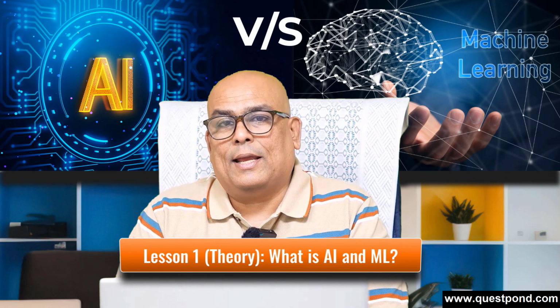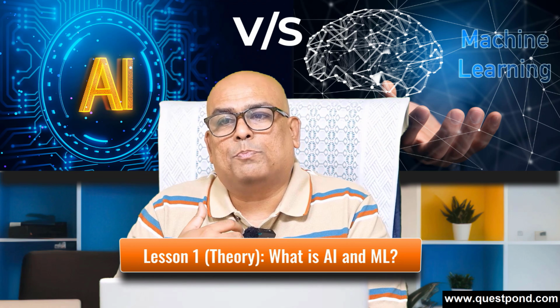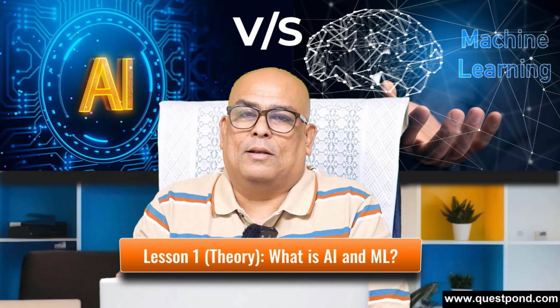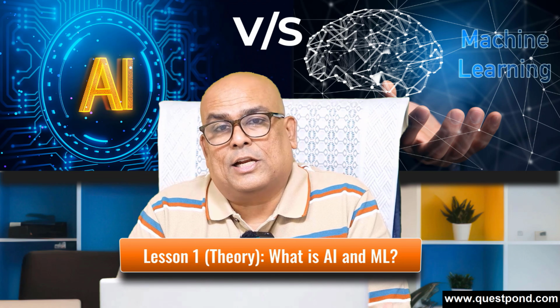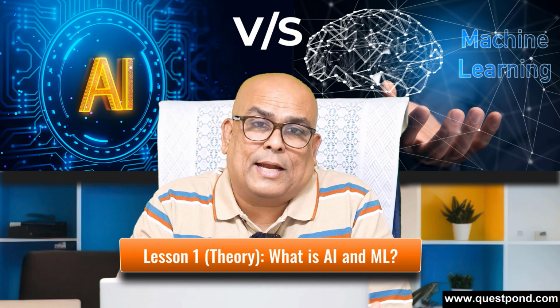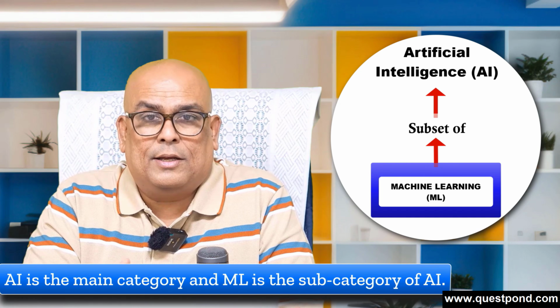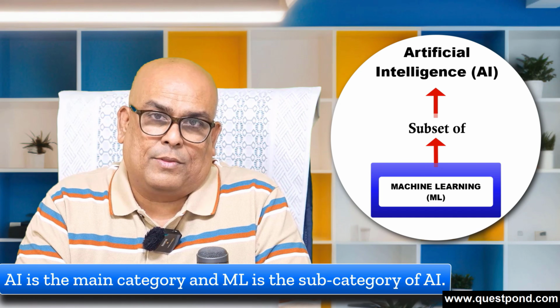Many developers think that AI and ML are one and the same thing. Even when developers spell these words, they will say AI ML. But remember that both of them are two different things. AI stands for artificial intelligence, ML stands for machine learning. AI is the main category, and ML is a subcategory which implements AI.